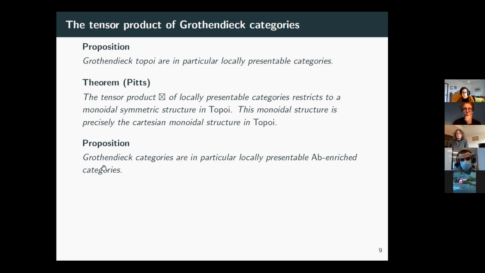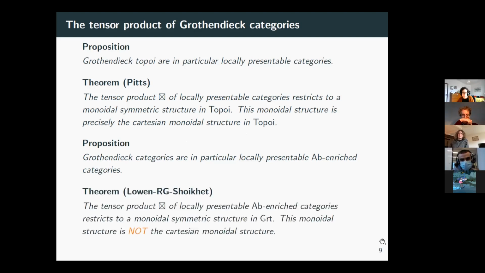We proved, a while ago, a similar result for the k-enriched case together with Wendy Lowen and Boris Shoikhet. It's precisely that the tensor product of locally presentable k-enriched categories restricts to a symmetric monoidal structure, but not on topoi, on GRT, so with the left adjoints without requiring left exactness. And this monoidal structure is actually not the Cartesian monoidal structure. It is really an honest monoidal structure, it's not the product.